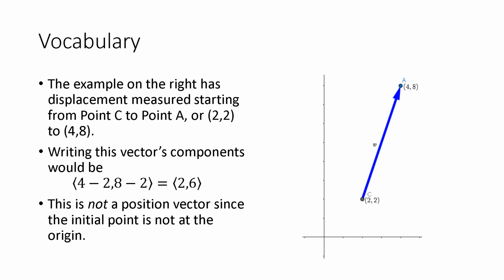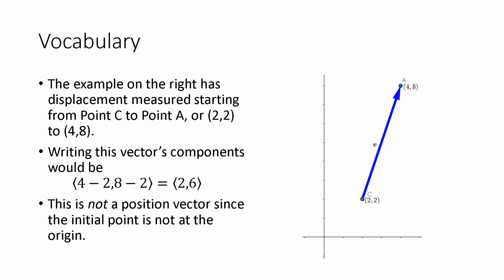Here we have another vector, just a different vector here. And this again represents from point C to point A, (2, 2) to (4, 8). And writing this vector's components would be 4 minus 2. That would be the I components of the terminal minus the initial. And then you have the J component of the terminal minus the J component of the initial, in this case 8 minus 2. And now you have this vector's components as <2, 6>.